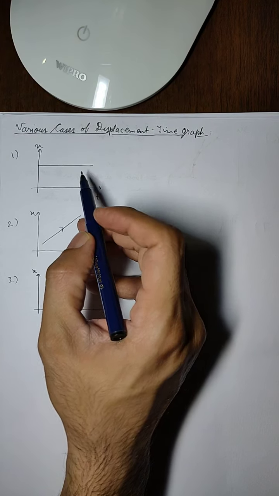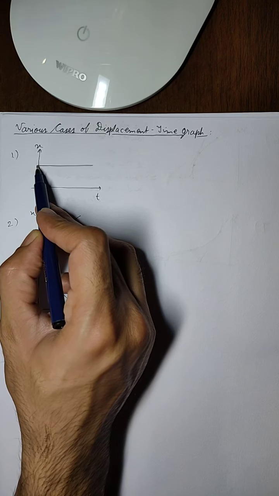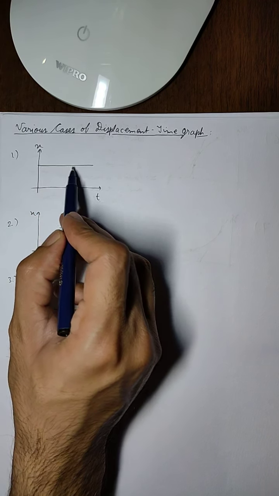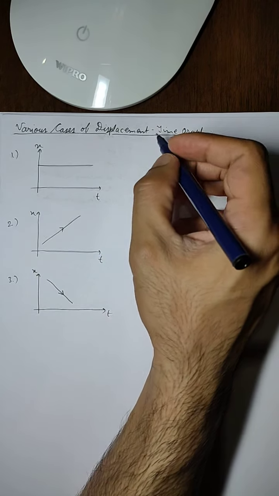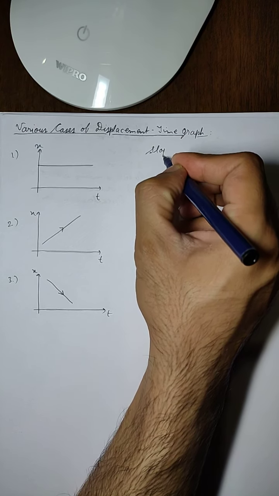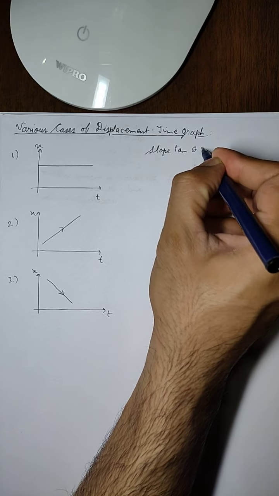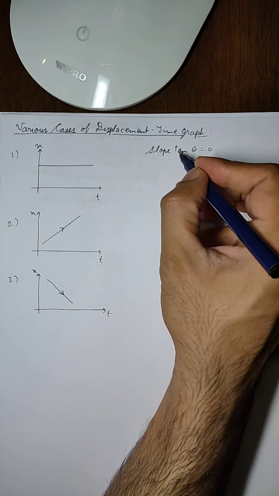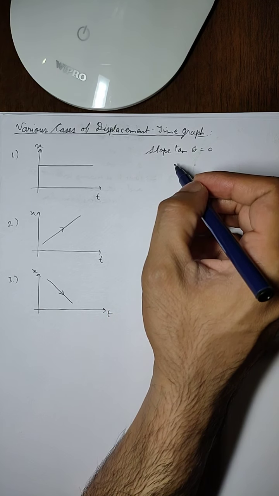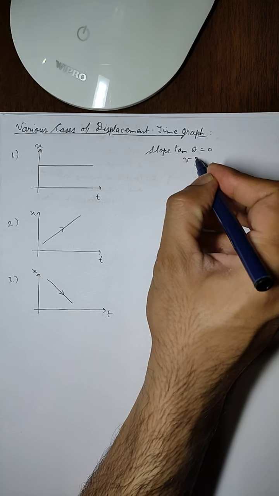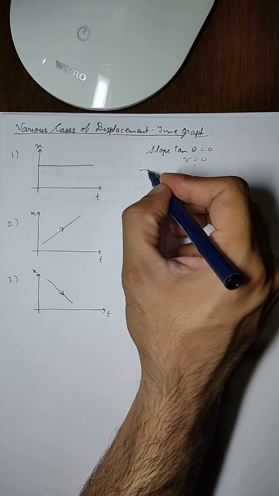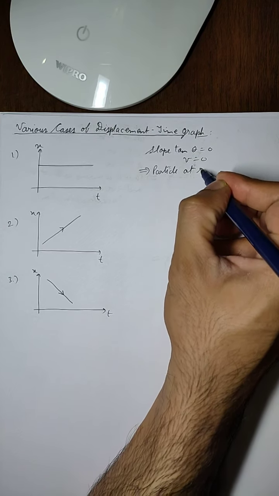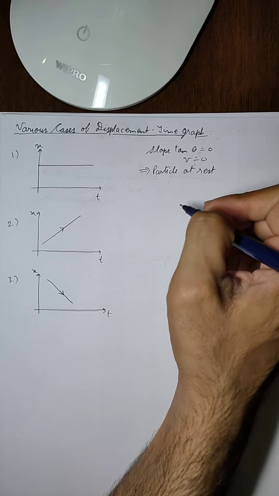Now this first graph, you can see that the displacement is not changing with time. The value of displacement is the same as the time keeps on increasing. So here we can say that the slope, or tan theta, is 0. We know that the slope of the displacement time graph gives us velocity. So if slope is 0, this would mean that velocity is 0. So for the particle, we can say that the particle is at rest.